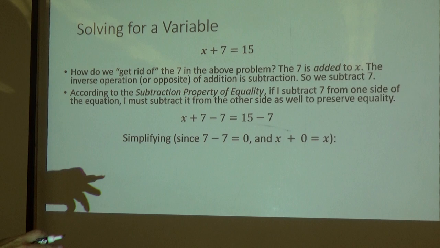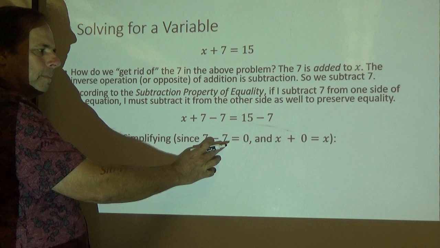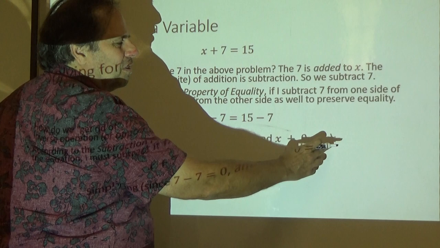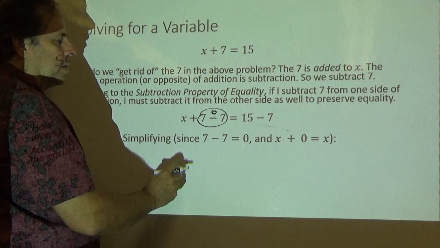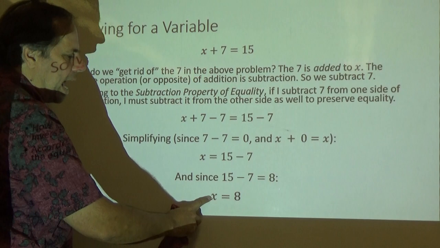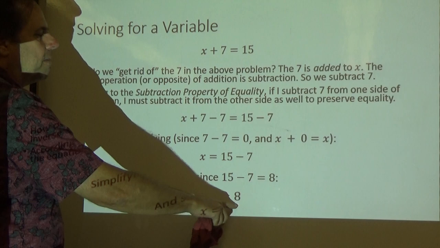Since 7 minus 7 equals 0, they're additive inverses of each other. If I add them together, I get 0, the additive identity. And since x plus 0 just is x, I wind up with just x on this side. 15 minus 7 is 8, right? So the answer to this, x equals 8. And we've solved, we now know what x equals. It equals 8, because we got x on one side by itself, and 8 by itself on the other side.